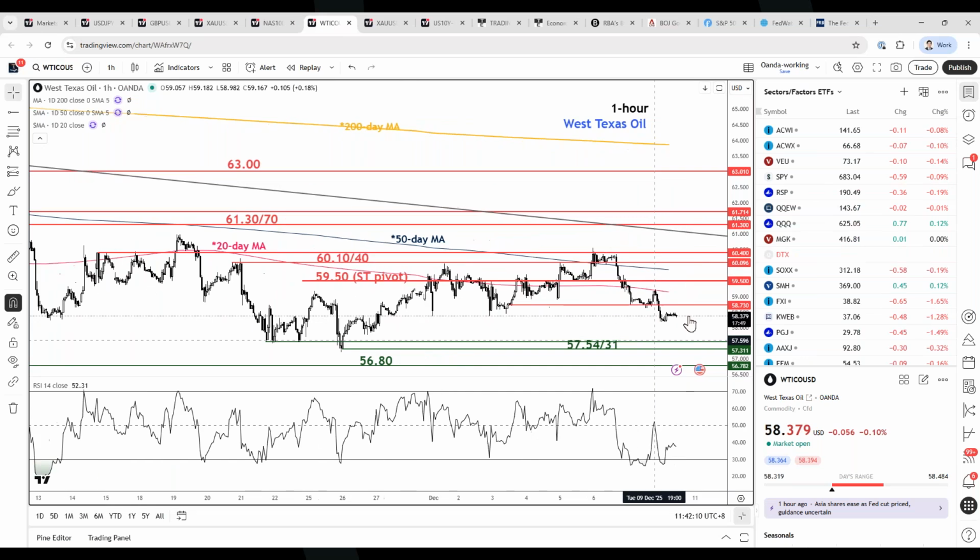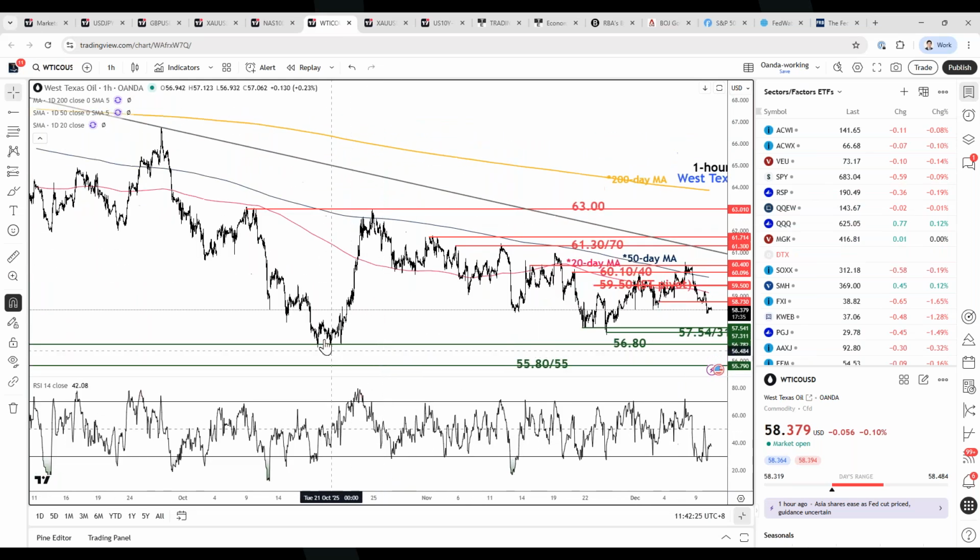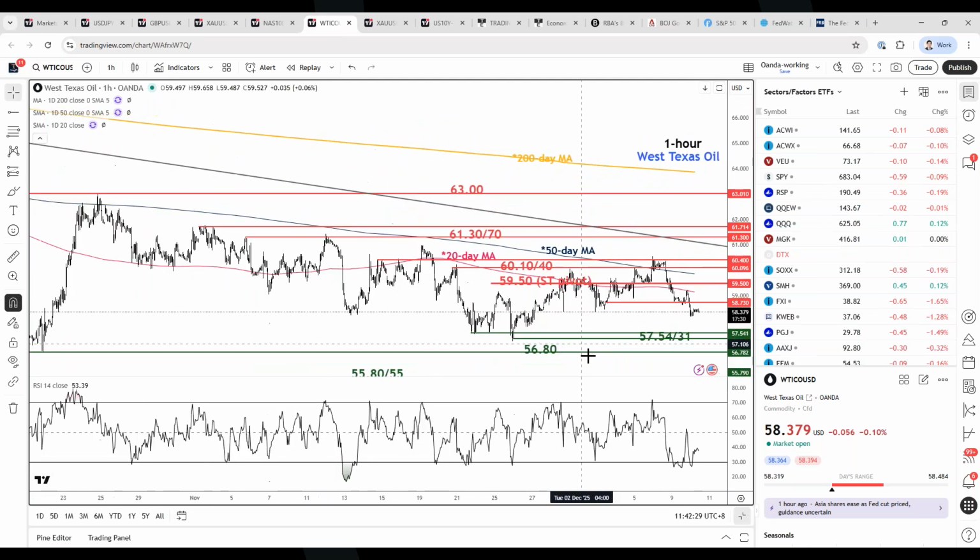Next resistance level to watch will be the minor range support area that has been in place since 21st of November at 57.54/57.31. A breakdown below it potentially exposes 56.80. So this is the key medium-term range support that has been in place since the low of 17th of October this year. All right, 56.80.